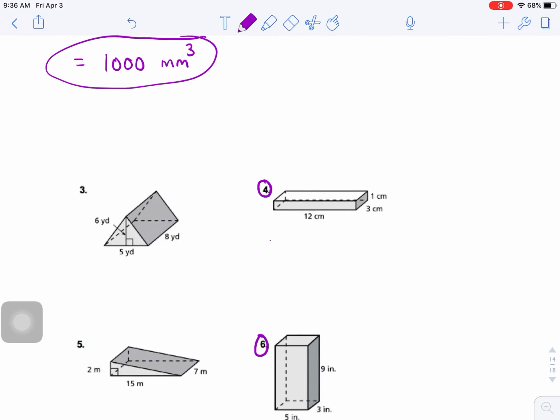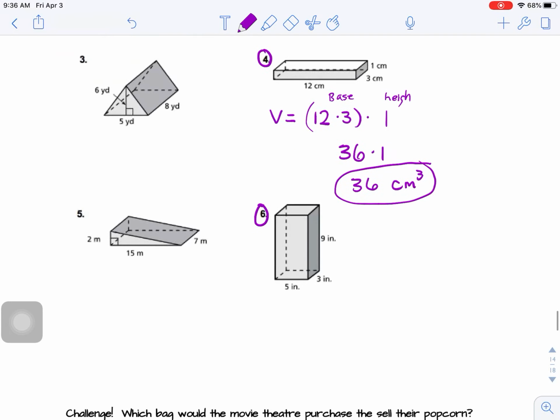Alright, going on to number 4. If I looked at the volume, my base here would be 12 times 3, multiplied by the height, which is 1. 12 times 3 would give me 36. 36 times 1 would just give us 36. And here we have centimeters cubed. Alright, last example for today. My volume: my base is 5 times 3. I have to multiply that by the height, which is 9. So 15 times 9 would give us 135 inches cubed.